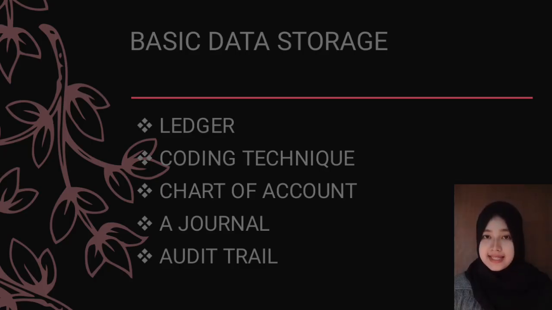Next is basic data storage. There are 5 types as follows. First, ledger. Second, coding technique. Third is chart of account. Fourth is journal. And fifth is audit trail.